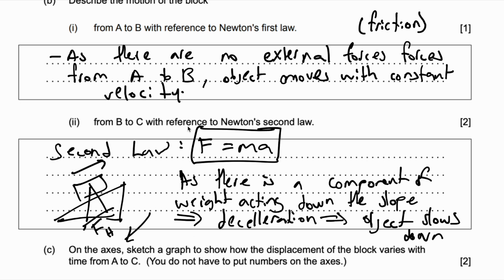Just to summarize, Newton's second law is F is equal to ma. If we draw the free body diagram on a ramp, we can see there is a component of weight that acts down the slope, against the motion of the block. For this reason there's going to be a net deceleration, so a negative acceleration. Because there's a negative acceleration, there will be a force on the block, and it will eventually slow down.